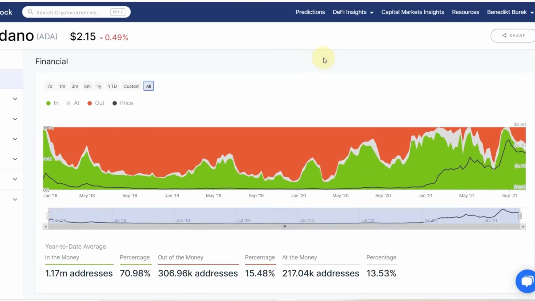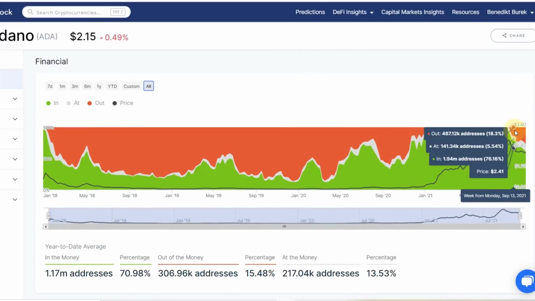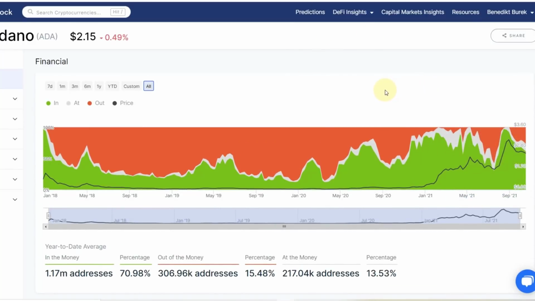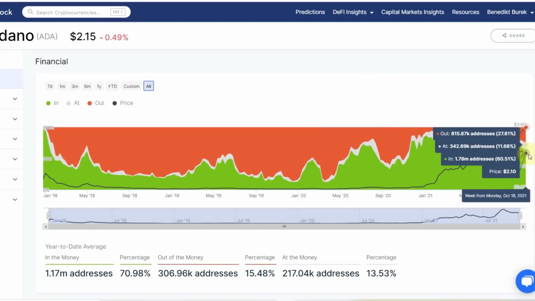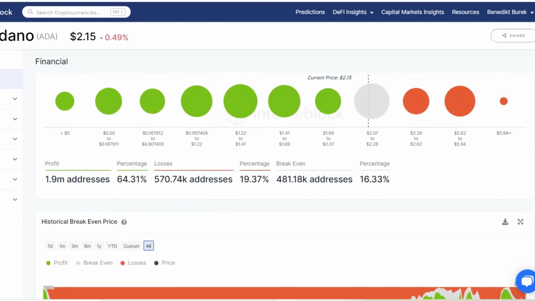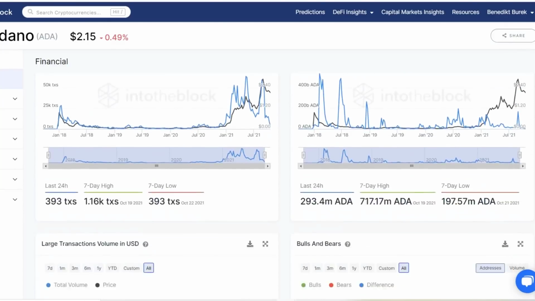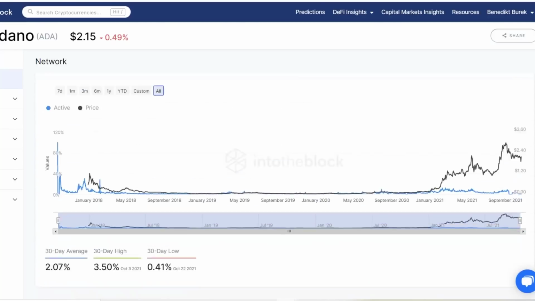You can even see that here on the chart, it shows in red people out of the money, in green people in the money. And this is probably not the best graph to take a look at. I think there's a bit more detailed one. Let me see if I find that.